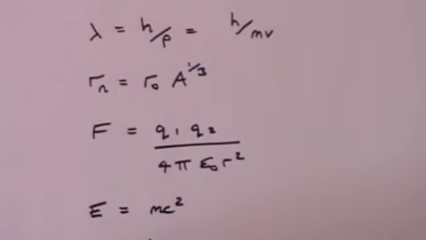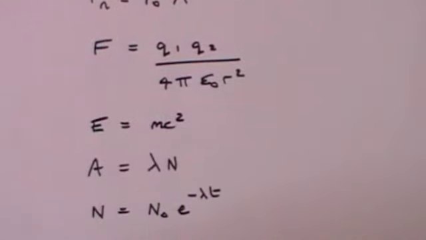When you're talking about the radius of a nucleus, the radius is equal to r0 times A to the 1/3, where A is the number of nucleons in the nucleus. Then I've just reminded you of Coulomb's law. The force between two charges is equal to Q1 Q2, the charge on the two particles, divided by 4 pi epsilon naught r squared. Epsilon naught is the permittivity, usually of free space, and r is the distance between the two particles.